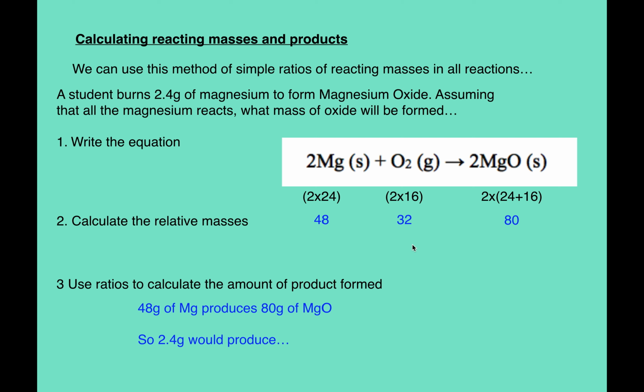48 grams of magnesium would produce 80 grams of magnesium oxide. That's telling me. So 2.4 grams of magnesium would produce, this is where you need to do a little calculation, cross multiplication. I'll let you have a go at that. Essentially, these are proportions and ratios. So the calculation would be 2.4 times 80, all divided by 48, which gives me 4 grams. 2.4 grams of magnesium would produce 4 grams of magnesium oxide.